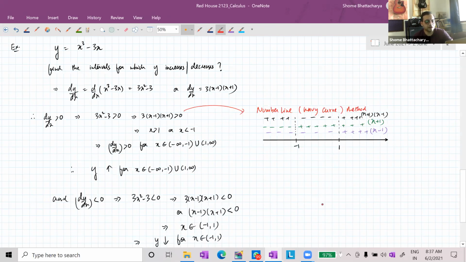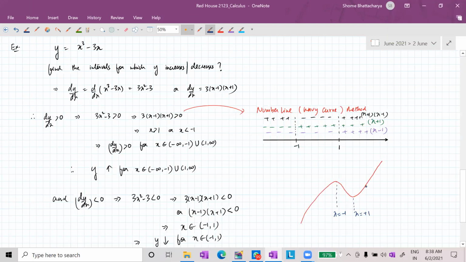So that means the graph of the function would be something like this. It would be increasing, then decreasing, then again increasing. Okay. And on the number line, this point would be x equal to -1, and this point would be x equal to +1. So for any value less than -1, you can see it's increasing. Then between -1 and 1, it's decreasing. And then again after 1, it's increasing.